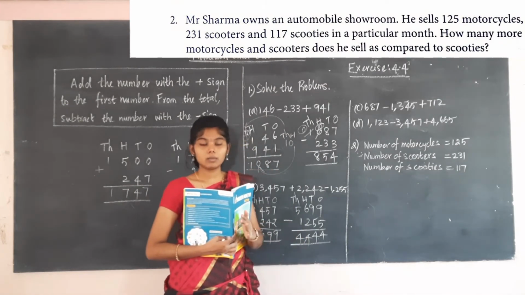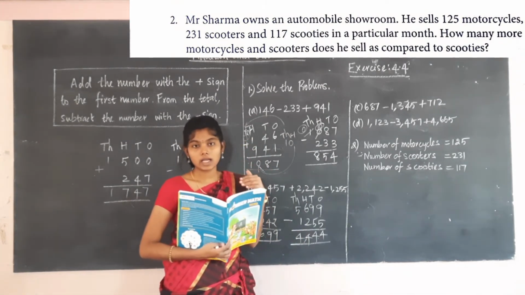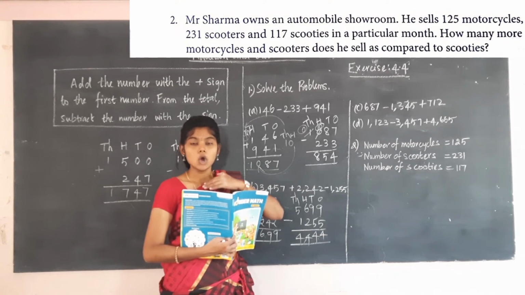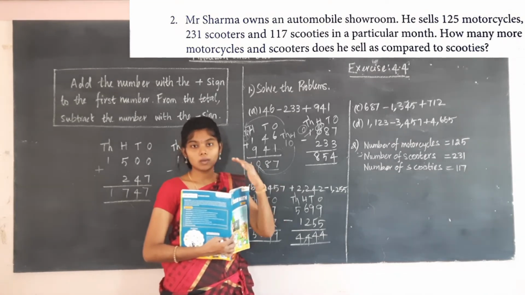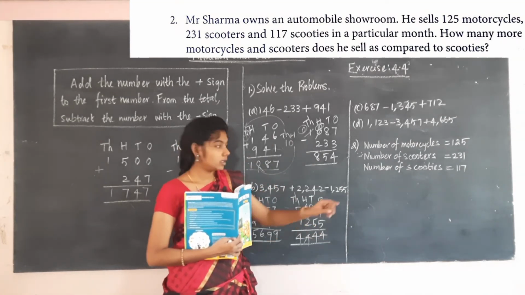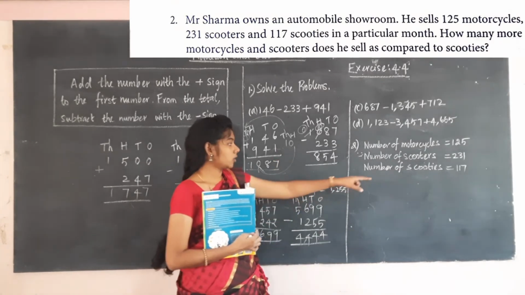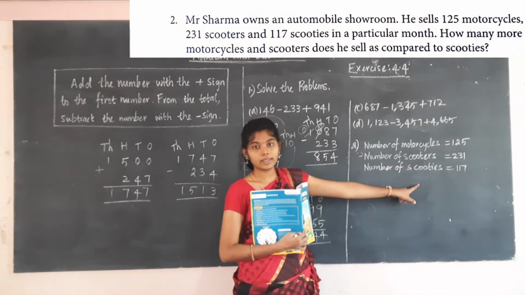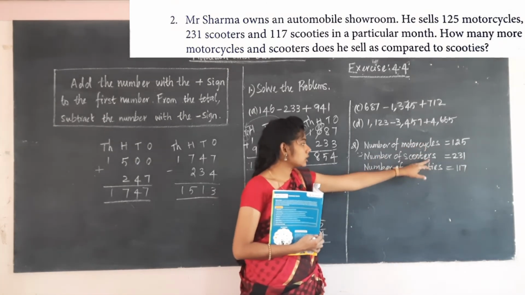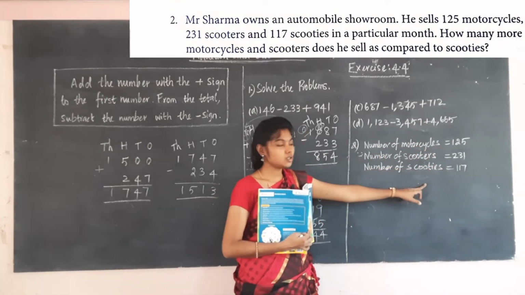To subtract the number, first we have to compare. They have asked us to compare the numbers. They have asked how many more. Which one has more? How many more have they sold compared to the scooties? So we are going to find that. First we have to add these two numbers, and only then can we compare with the scooties number.